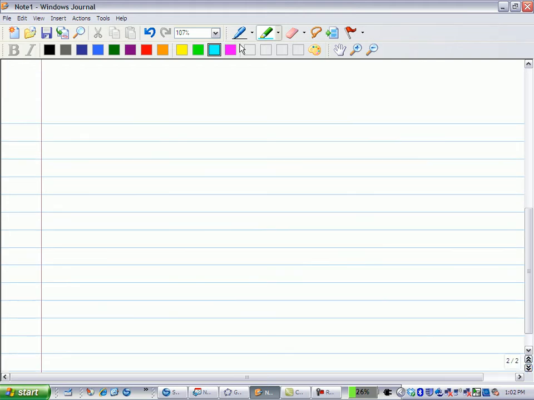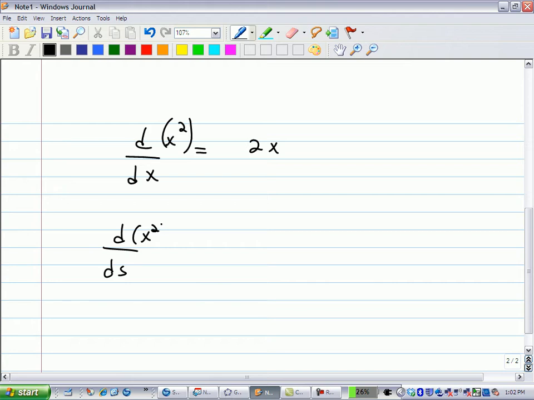Don't write these down, but let's say you had the derivative of x squared with respect to x is equal to how much? 2x. Now change that. Let's say the derivative of x squared with respect to s.